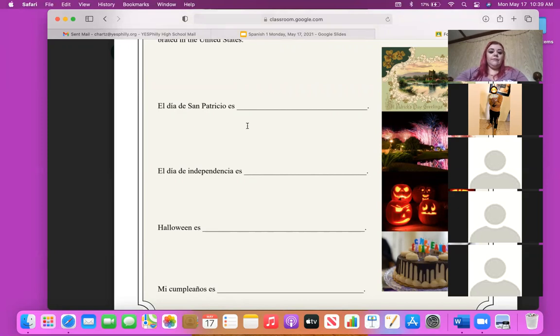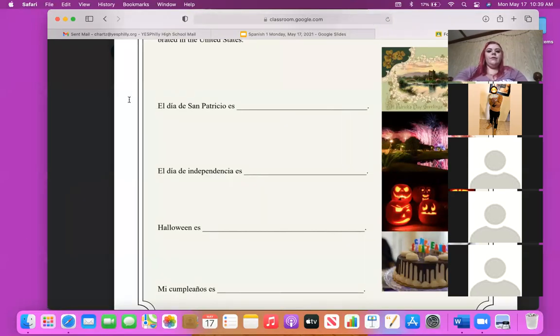I actually have to look on my calendar here because I'm actually not even sure what day that is. 17th. Does anybody want to tell me what they put? For the first one? No?